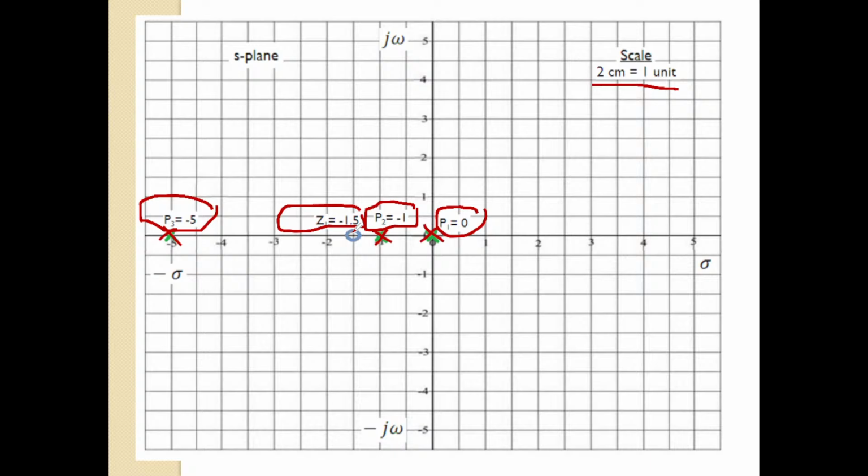Okay, since we are able to locate the poles and zeros, I'll give you a minute. If you are noting it down in the graph, just note it down.